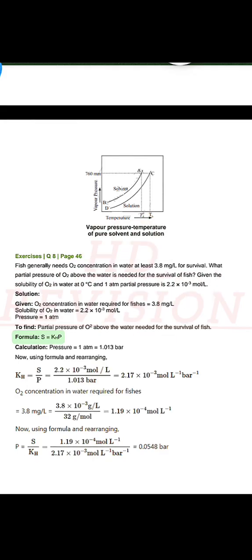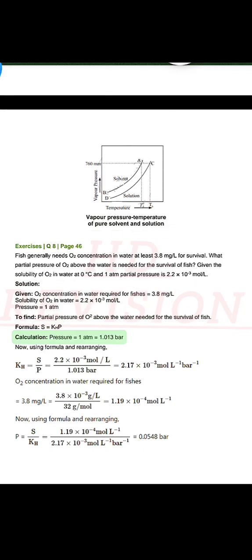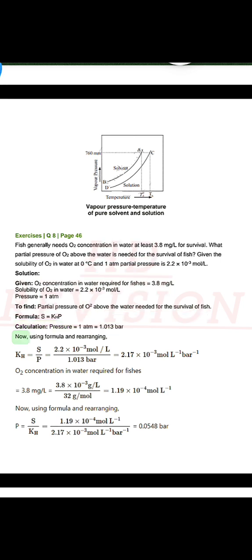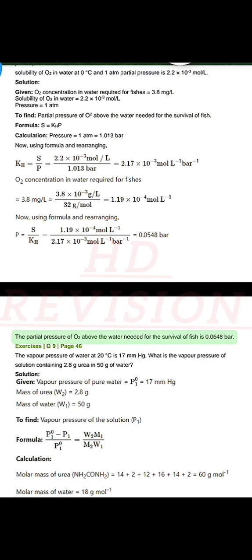Formula. S equals kH p. Calculation. Pressure equals 1 atmosphere equals 1.013 bars. Now, using the formula and rearranging, the partial pressure of O2 above the water needed for the survival of fish is 0.0548 bars.